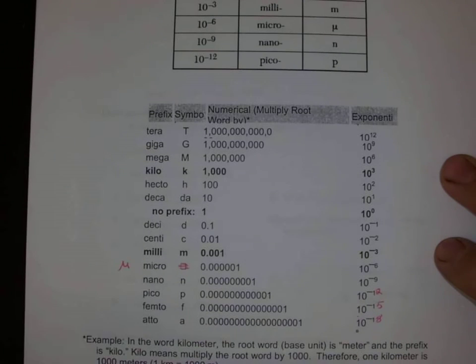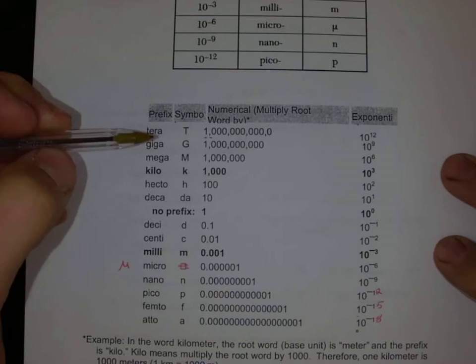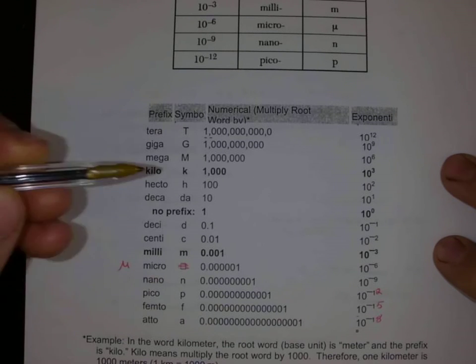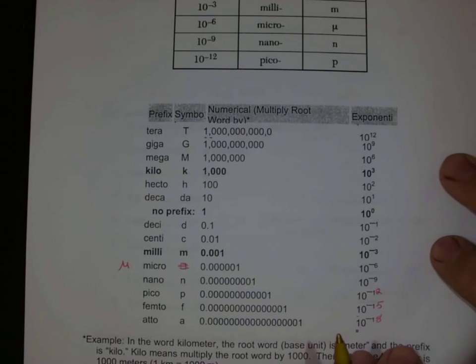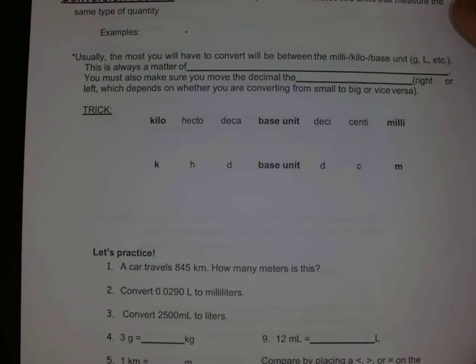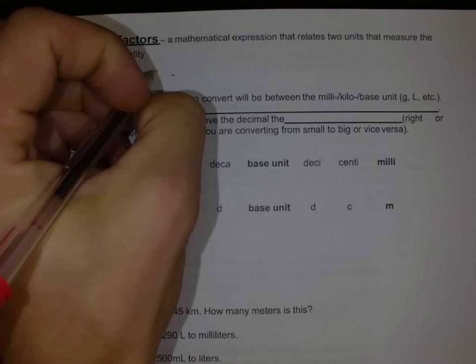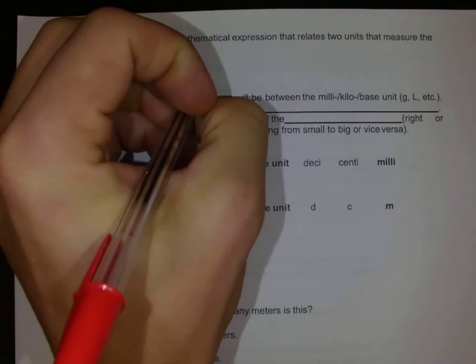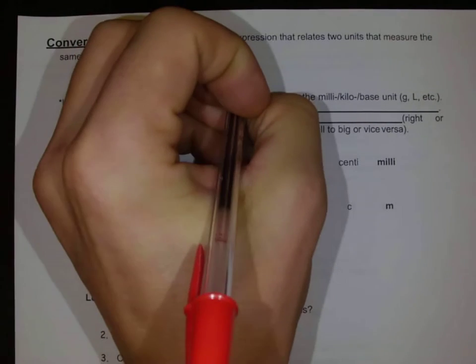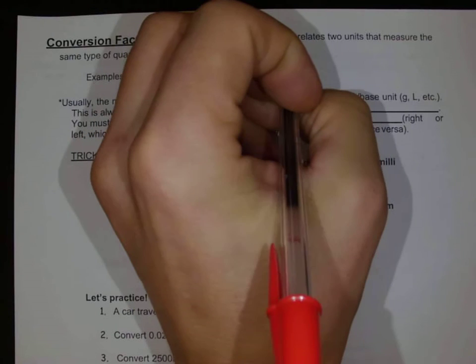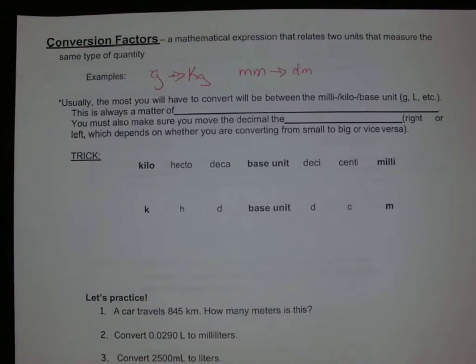And then I think we've got all of our exponents fixed, we've got our symbols fixed. So what we're going to have to start to do is convert between something like terameter and a meter, okay? So our way to convert is we're going to start using conversion factors, okay? It's a mathematical expression that relates two units that measure the same type of quantity, right? So this would be like grams going to kilograms, or we could do millimeters going to decameters, something like that, okay?